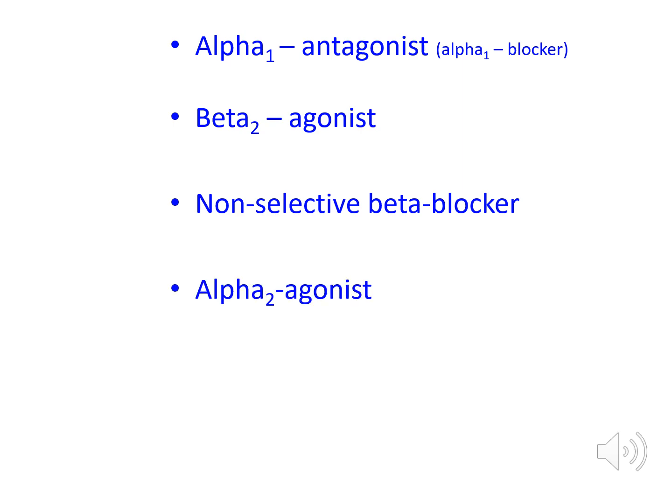All right, what about an alpha 2 agonist? Okay, where are your alpha 2 receptors found? In the central nervous system, right? And does an agonist stimulate or block that receptor? It stimulates it. Okay, so do you remember what happens when you stimulate the alpha 2 receptors?